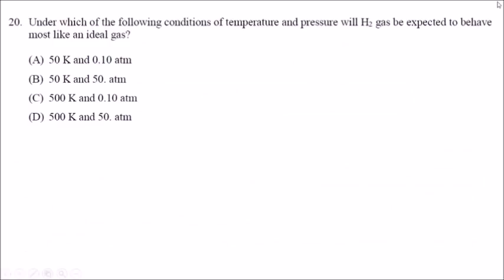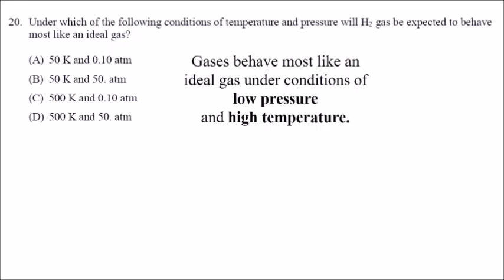In number 20, under what conditions will a gas behave most like an ideal gas? You want to minimize the attractive forces between the molecules, so you want the molecules moving very fast and very far apart. So the best conditions for ideal gas behavior are low pressures and high temperatures. So the correct answer would be C, which has a low pressure and a high temperature.